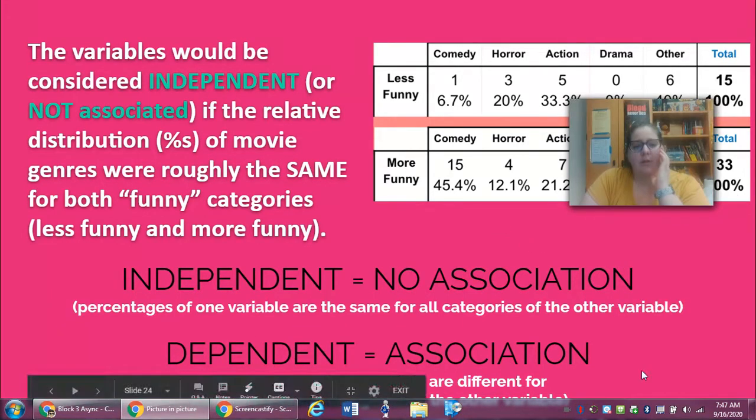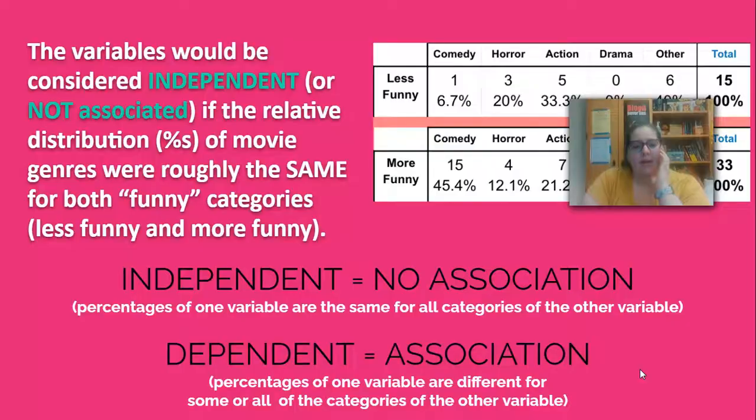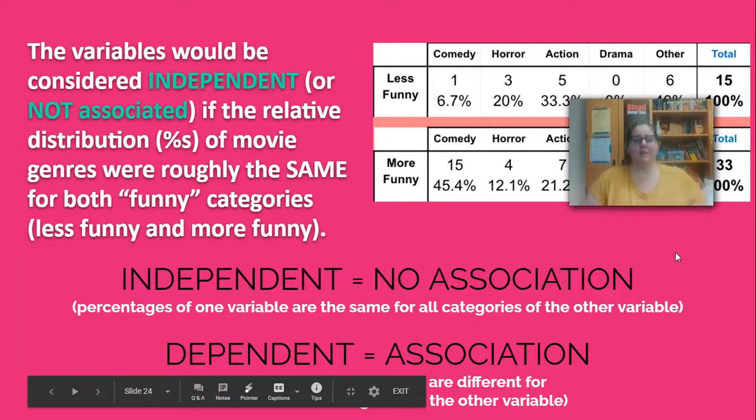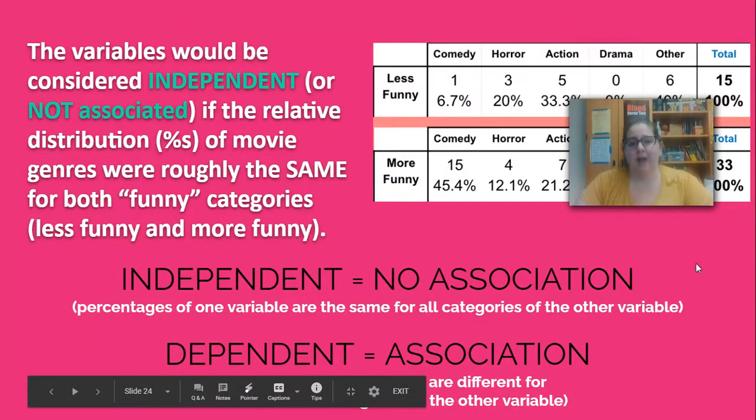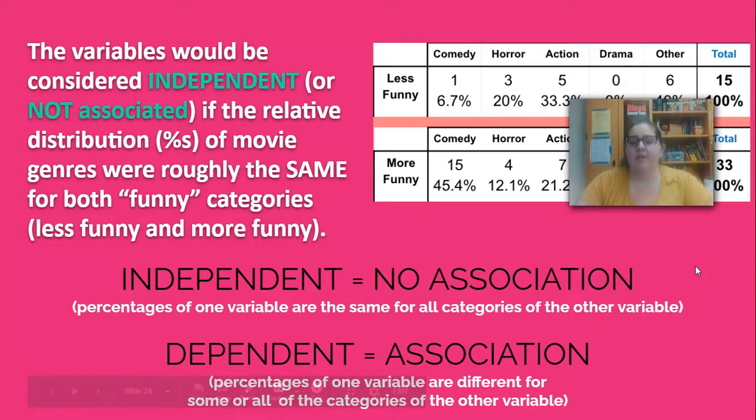So this is a little quick cheat sheet. Let me go back to it. If you want to screenshot that or copy that down, we say that it's independent or no association when the percentages of one variable are the same for all categories of the other variable. And then we say that they are dependent, or there is an association, when the percentages of one variable are different for some or all of the categories of the other variable. So if there's any differences in any of those categories, we say that they are dependent.